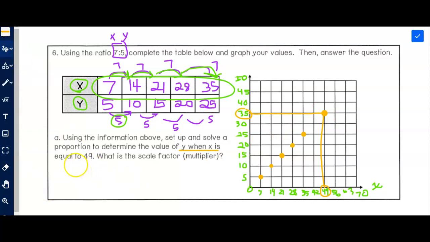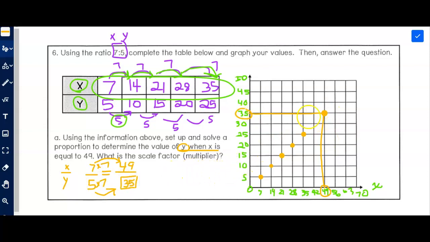To set up the proportion, we're simply going to say we start off as x to y. Remember the label. I like you to label to keep your numbers straight. And x was 7 to 5 for y. A proportion is two equivalent fractions. They say here to determine the value for y when x is 49, so we're going to put 49 in the top. So we're scaling 7 up to 49, and we want to say, if we do that, what does your y value have to be? Because you have to scale it up as well. So we multiply 7 times 7. We multiply 5 times 7. And we end up at 35.